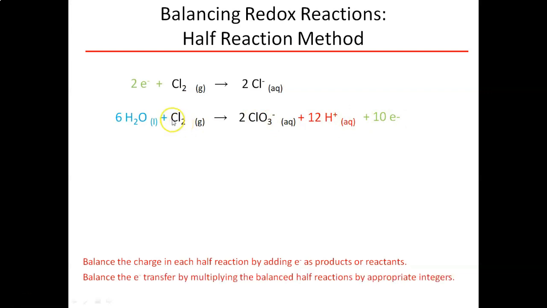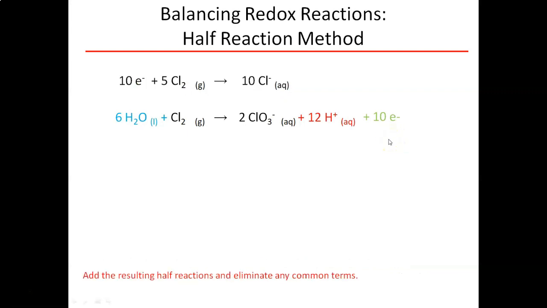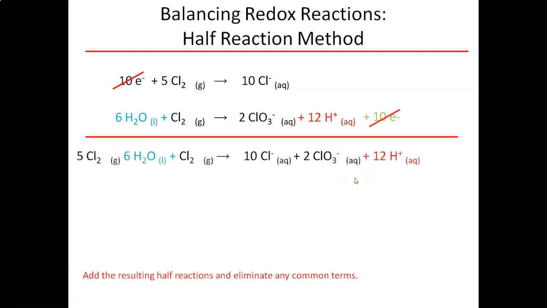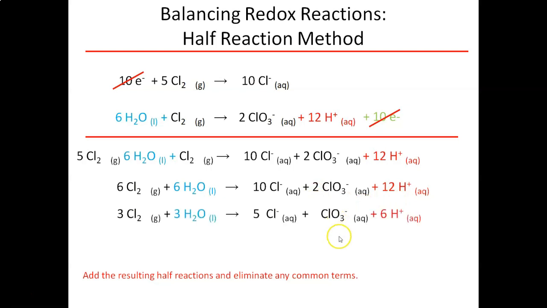Then I determine my multiplier. So I'm going to multiply my first reaction by 5, the second by 1. So then my number of electrons gained is equal to my number of electrons lost. Okay, and then I can add them together, cancel out anything that can be canceled out. Okay, I can group my chlorides together. And in this case, I can see that I can reduce by a common factor of 2, so I will.